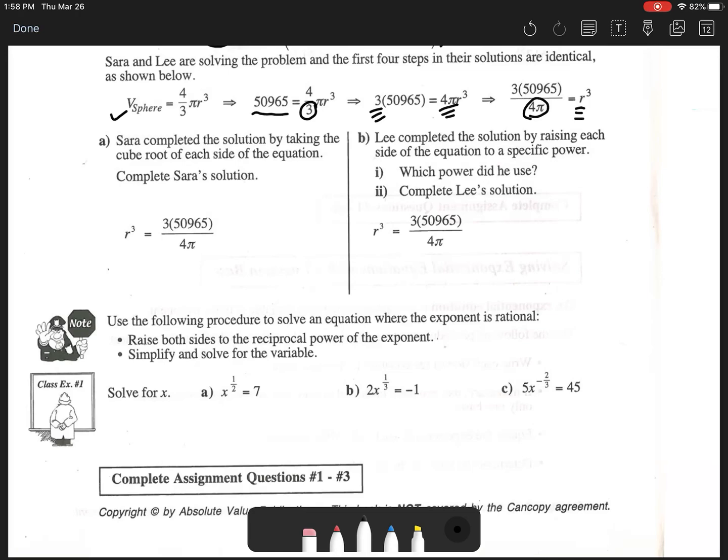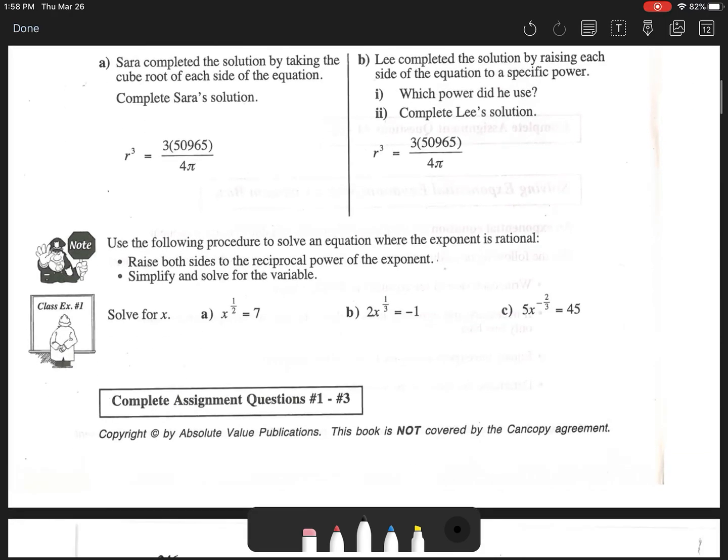Now, at this point, it's r cubed, but we have r all by itself on the right-hand side of the equation. So starting with Sarah, it says Sarah completed the solution by taking the cube root of each side. Complete Sarah's solution. So what she does is she takes the r cubed, and it says she takes the cube root of each side. So she's going to take the cube root of r cubed, and if I do that to the left-hand side, I then have to take the cube root of the right-hand side, okay?